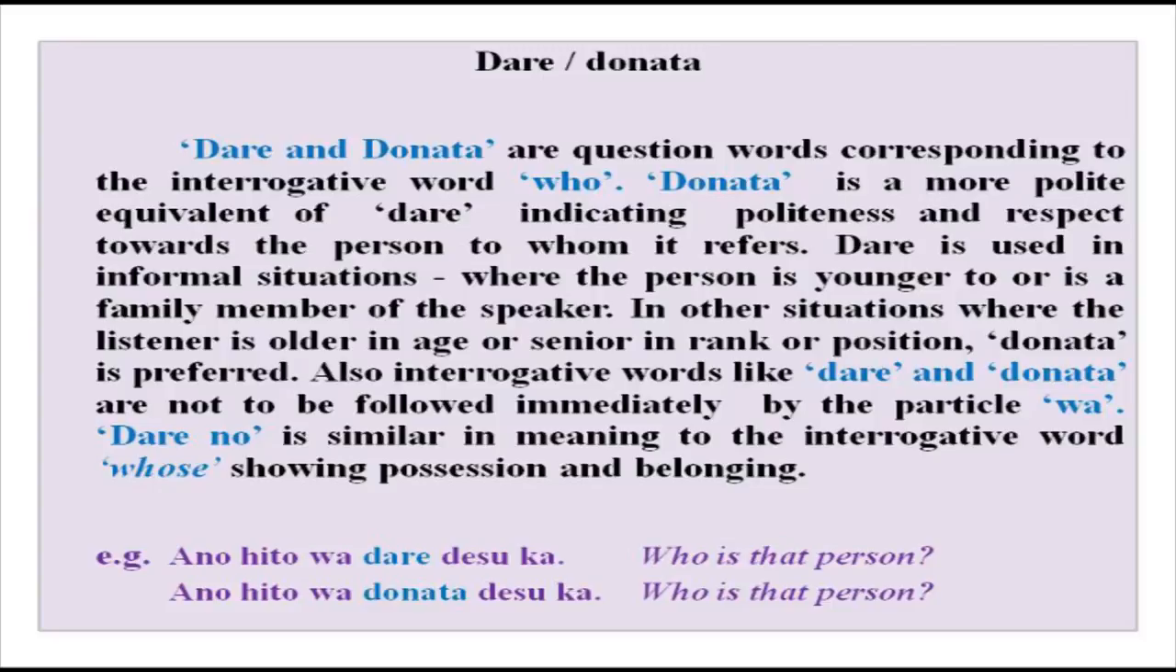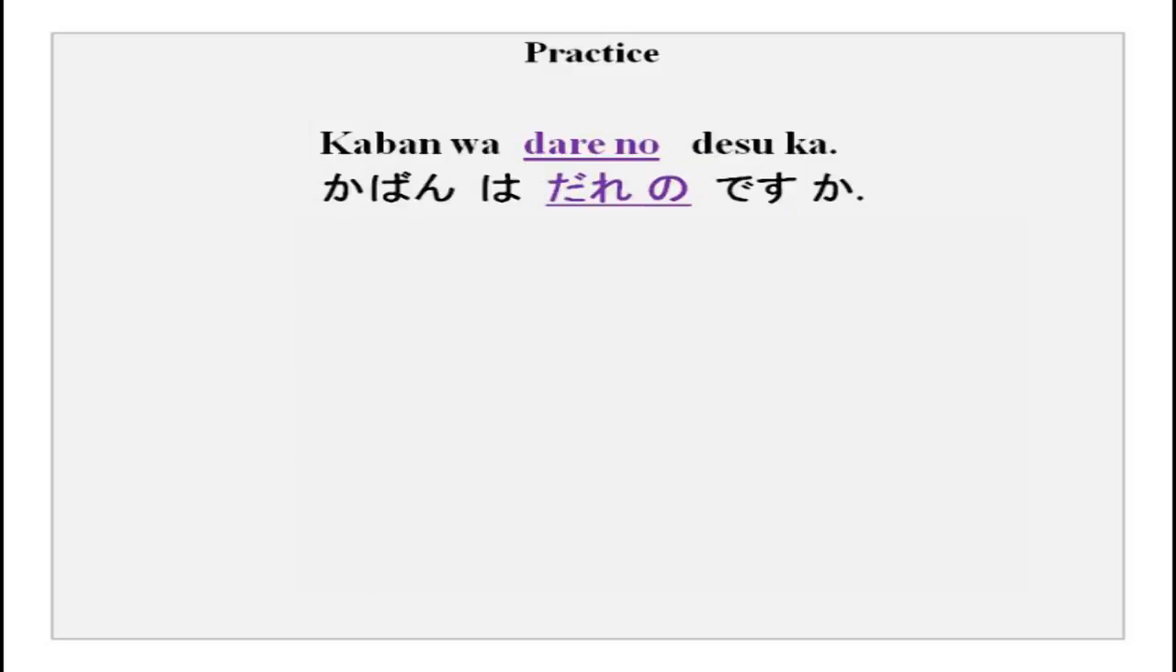Dare no is similar in meaning to the English interrogative word whose, showing possession and belonging. You have done a lot of vocabulary, you have done particle no. So, over here we have something written: kaban wa dare no desu ka. Dare no means whose. So, now kaban wa dare no desu ka, with ka you can make it into a question, you can ask someone whose bag is it, and instead of bag, instead of kaban which is given over here, you can put any other noun that you want.